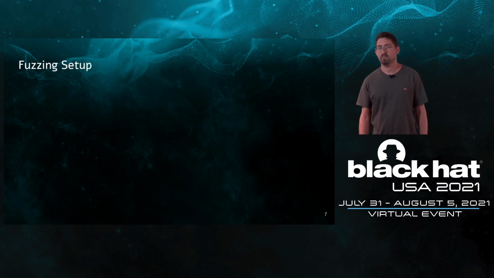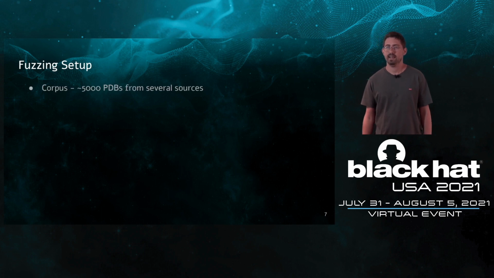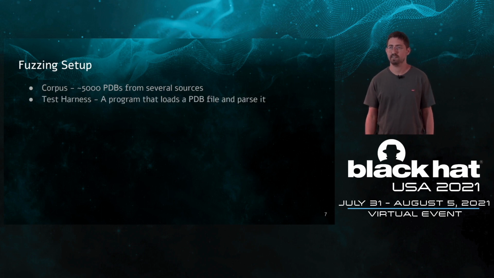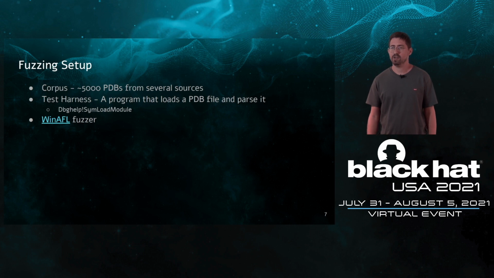My fuzzing setup was quite straightforward. I started by collecting a corpus, or an initial set of valid PDB files, from several sources. Then I coded my test harness program, which is a program that simply loads a single PDB file from disk and parses it using the DbgHelp SymLoadModule API. Then I used the very well-known open source fuzzer called WinAFL to do the actual fuzzing.